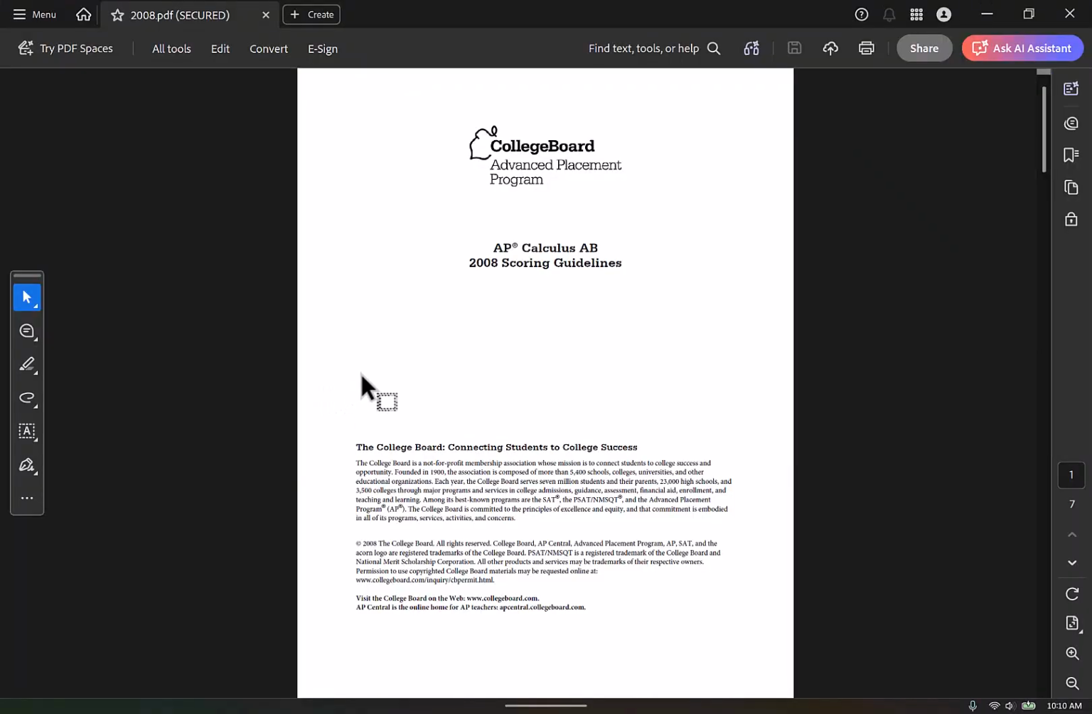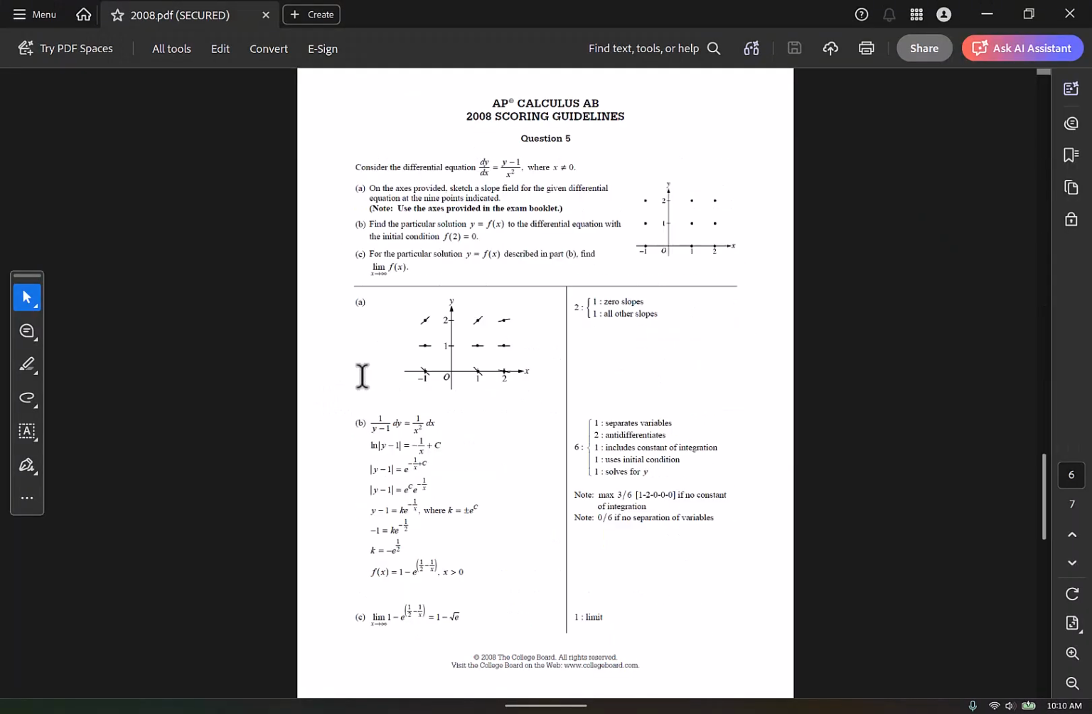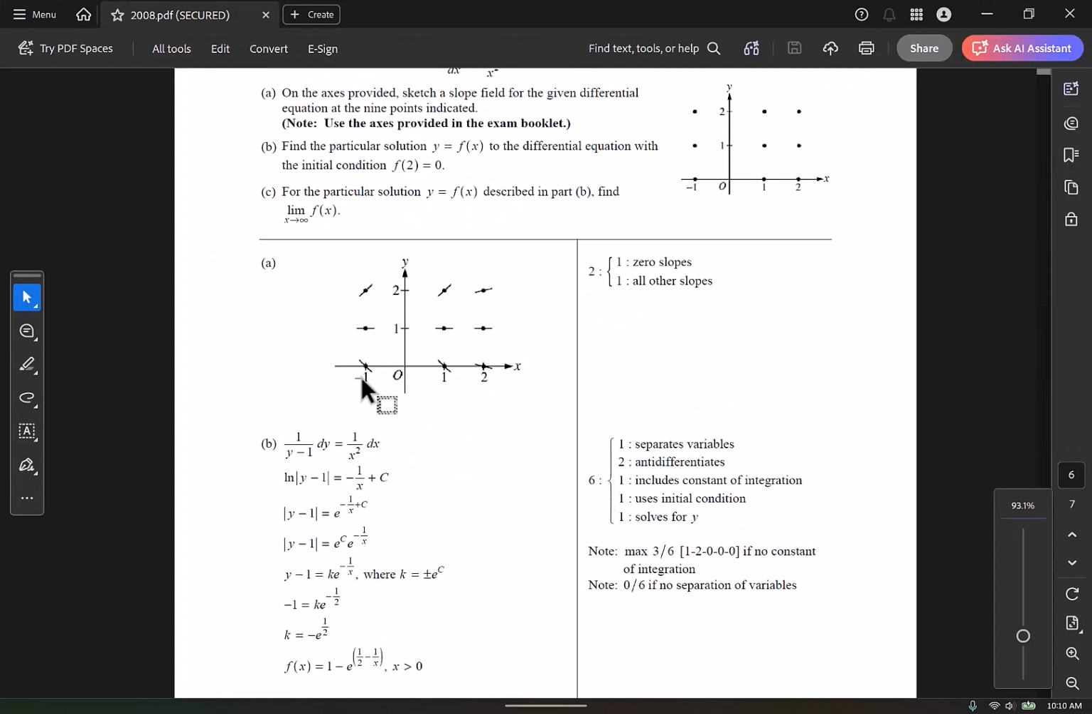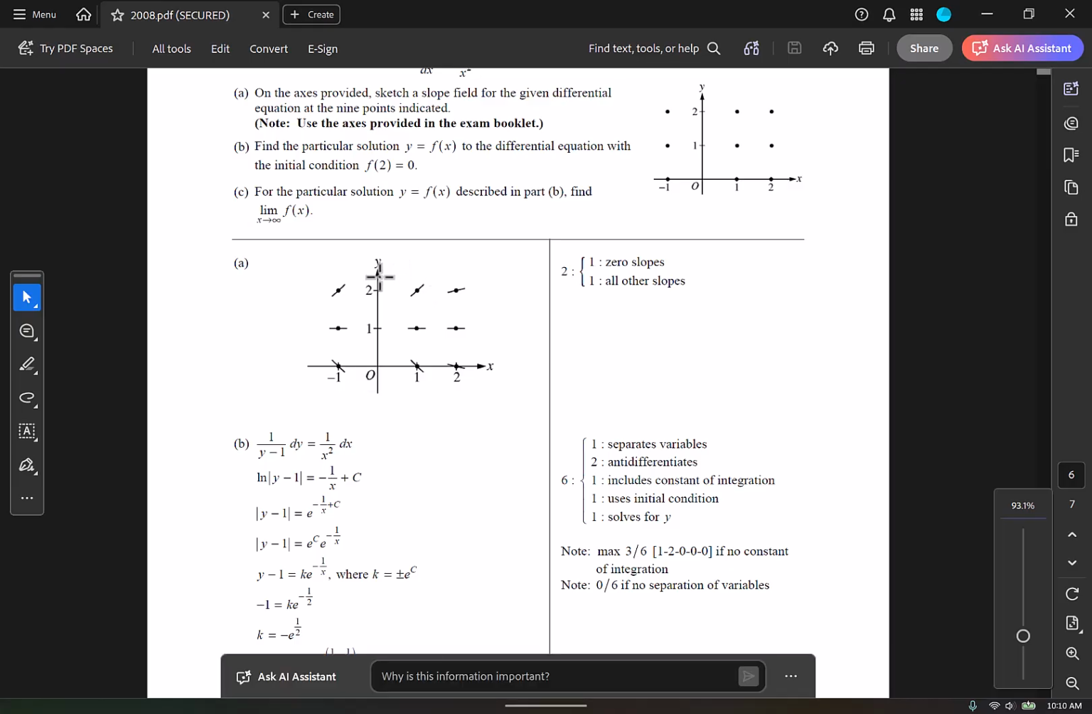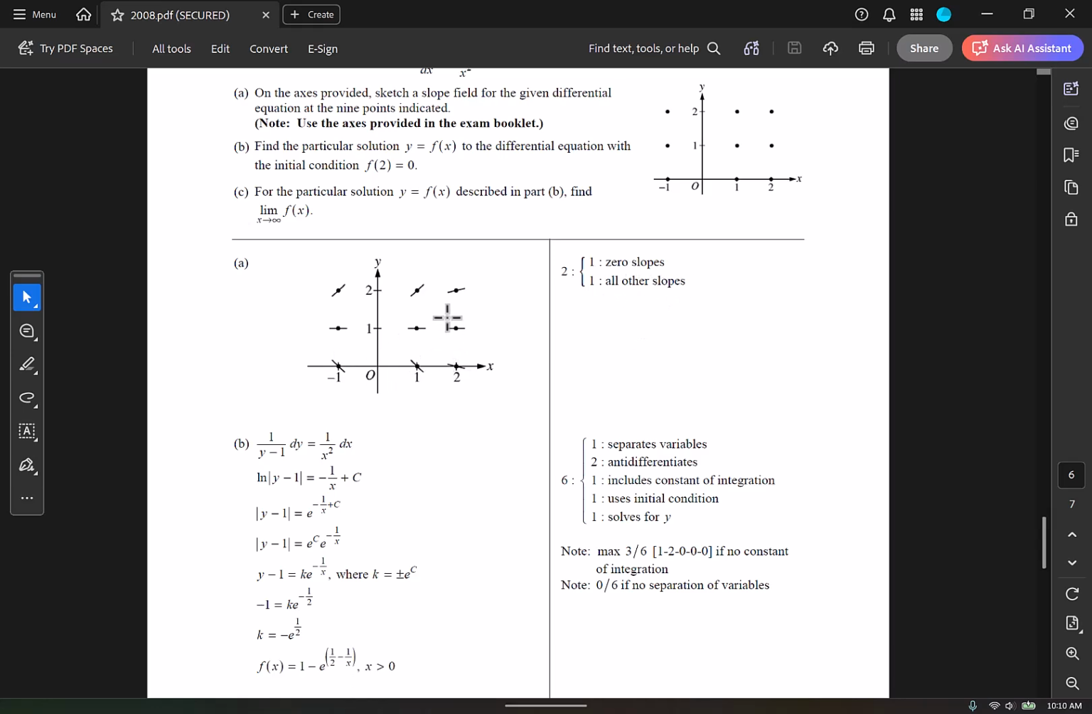2008. Okay. So here it is, question 5. Let me zoom in. So 2 points for the first part. You okay, Miss Kyle? Breathe. They gave you a point for the 0 slopes, and they gave you a point for all other slopes. So there it is. Does mine look like theirs?